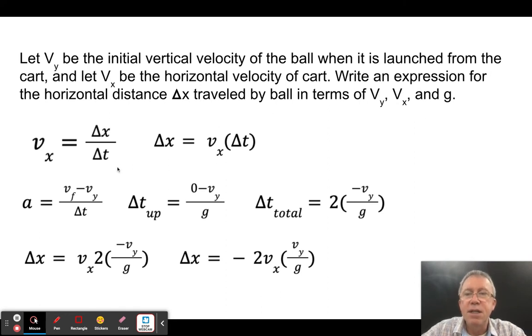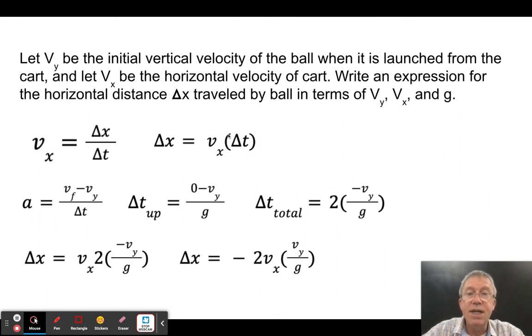So I say, look, this is the equation I have to use for horizontal motion. So I want to rearrange this to solve for delta x. That's what I've been asked to do. So write an expression for delta x. So I've got to isolate that on one side of the equation. Okay. So if I rearrange this equation for delta x, I get this.